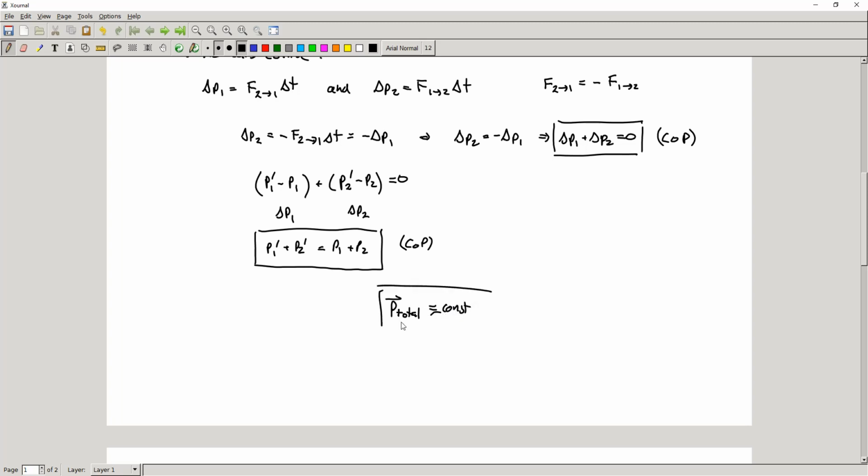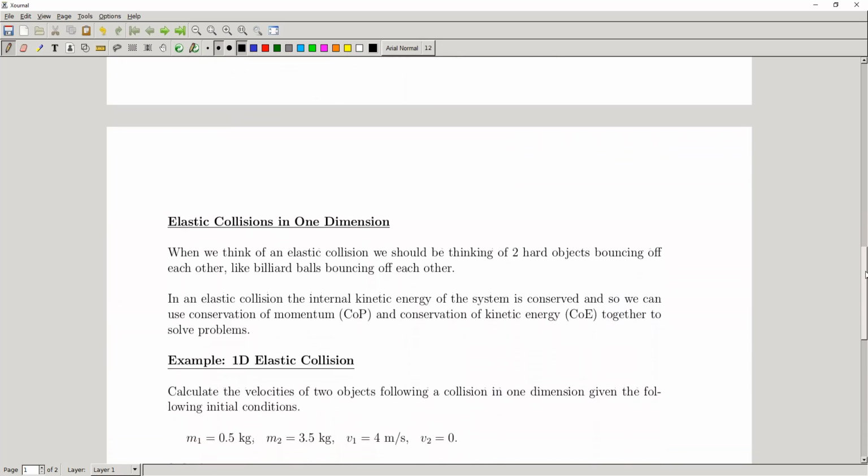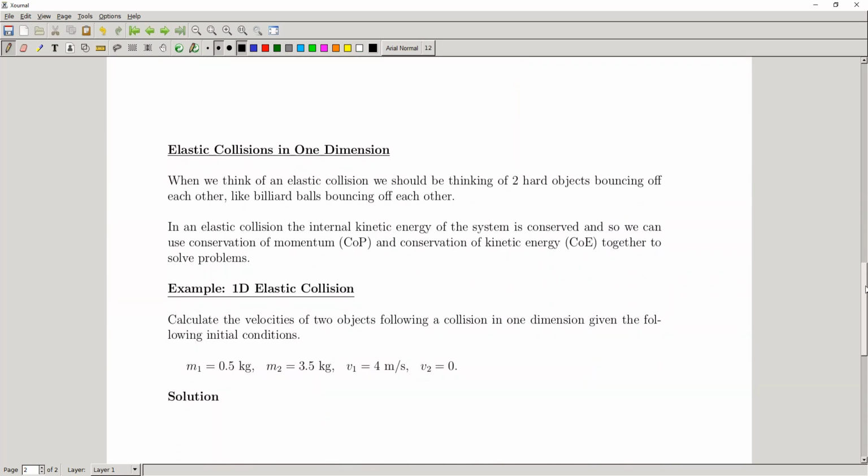So that's a third way to think about conservation of momentum. But we're mostly going to make use of this form of the equation. So let's do that. And we're going to do that by looking at what are called elastic collisions. And this is going to be an elastic collision in one dimension.